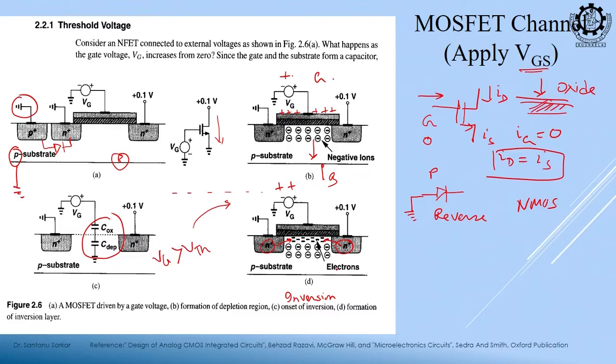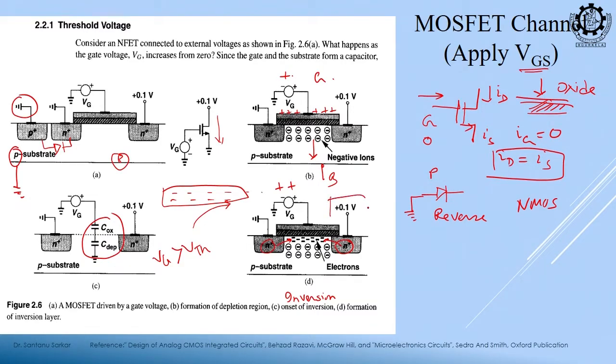Previously the majority carrier was holes, now because of this positive gate potential, what happened? First a depletion layer will be formed, and if you keep on increasing, then a pool of electrons will form. So, this we will say is a channel. When this channel is formed, we will say that the channel is inverted.